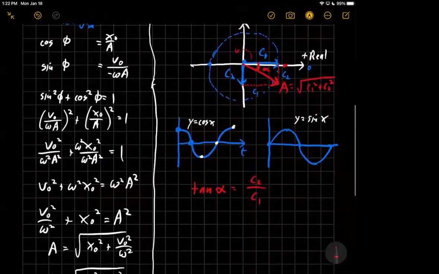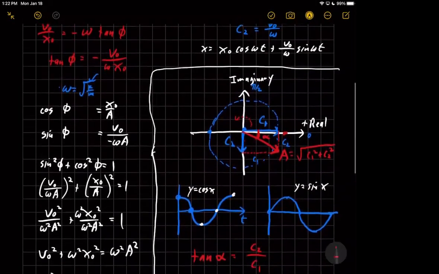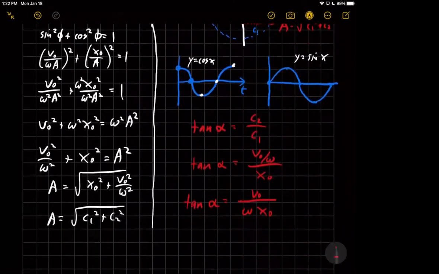Alpha is the inverse tangent of this, but let's first substitute back in. Tangent of alpha, C2 was V naught divided by omega, and C1 was X naught. If I keep going with that, I can see that the tangent of alpha, if I write it as just a simple fraction instead of a complex fraction, would be given by that. Well, where have we seen that before? That's the opposite of the tangent of phi, right? Which makes sense. This is the negative of what we get for the tangent of phi.